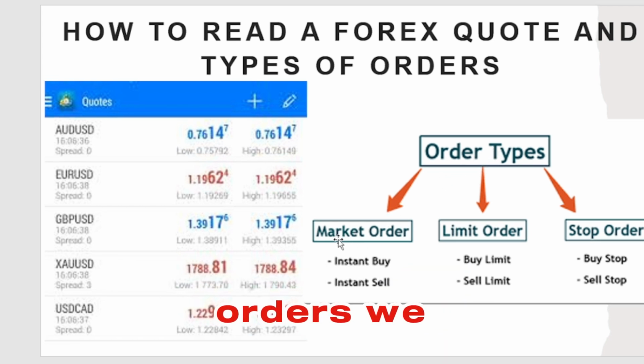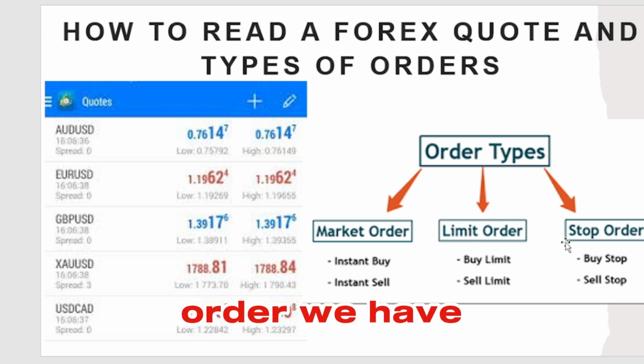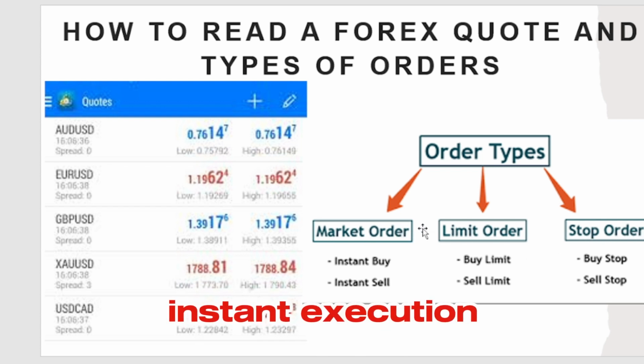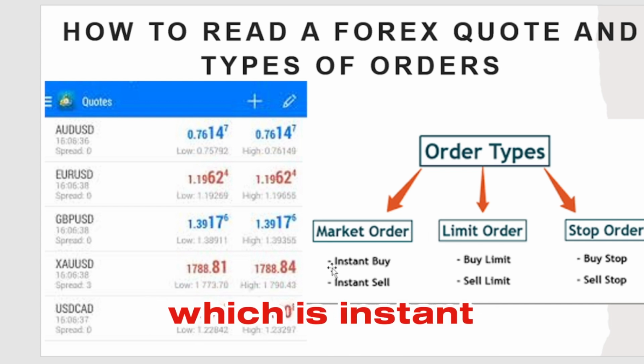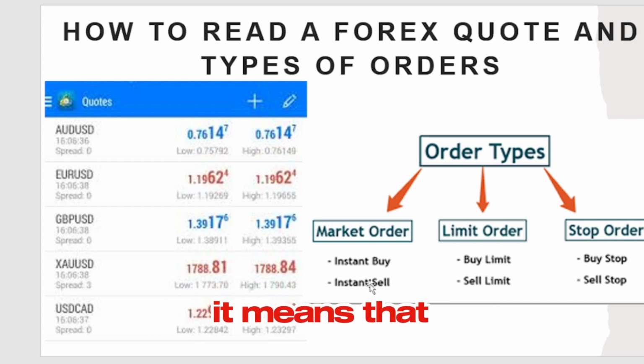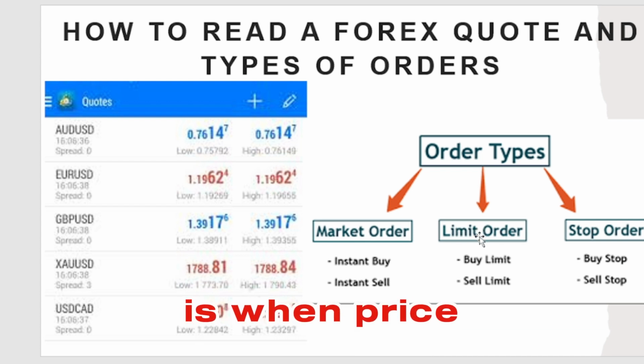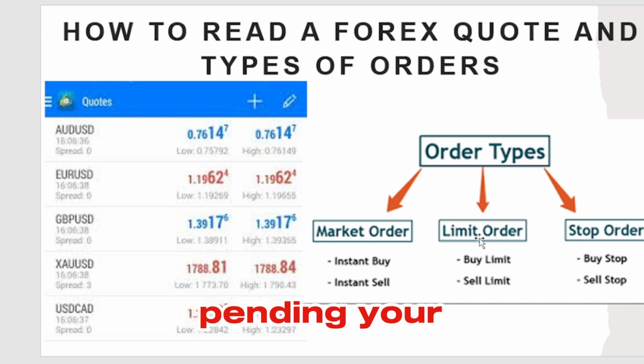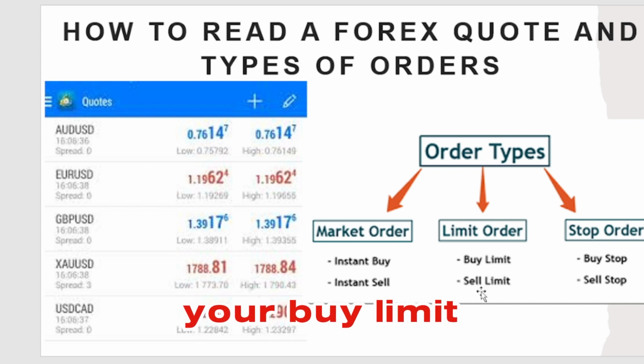So types of orders, we have market orders, limit orders, and stop orders. Instant execution is instant buy, instant sell. It means they're going to be quoting you into the market right now. A pending order is when price gets to a certain region, like you're pending your buy or your sell. You can also say you're limiting your buy limits and your sell limits.